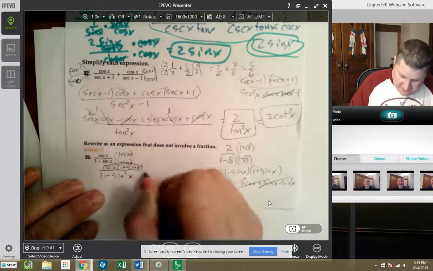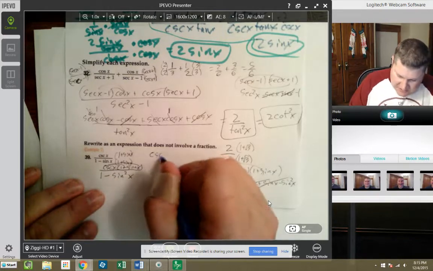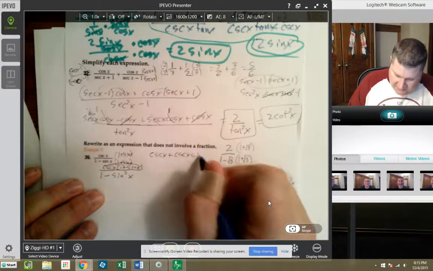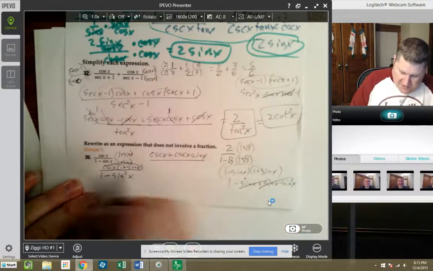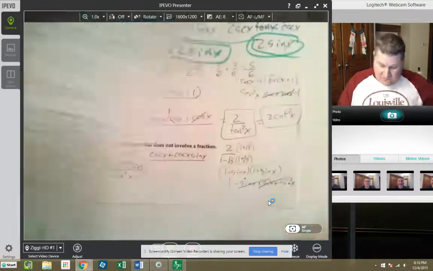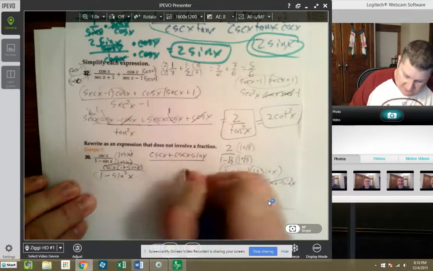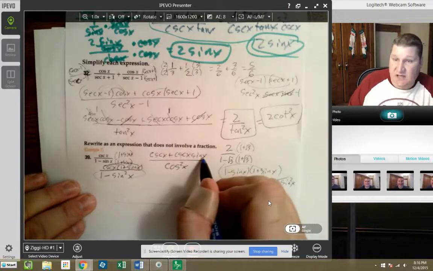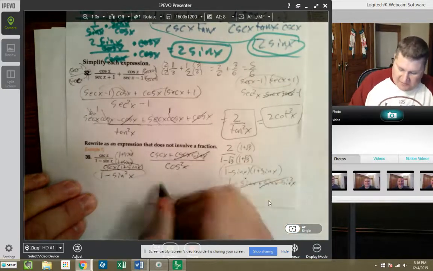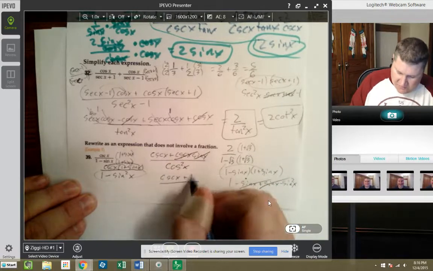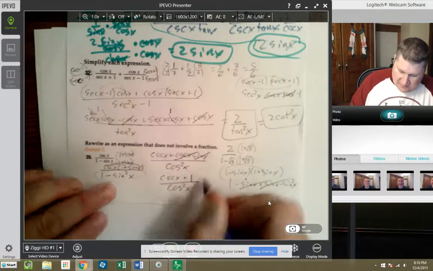And that allows me to say cosecant x plus cosecant x sine x all over, wait a minute, 1 minus sine squared. 1 minus sine squared is, where do we go? 1 minus sine squared, cosine squared x. So that gives me cosine squared x. Now, cosecant and sine cancel out. And the best I can come up with is now I have cosecant x plus 1 all over cosine squared x.